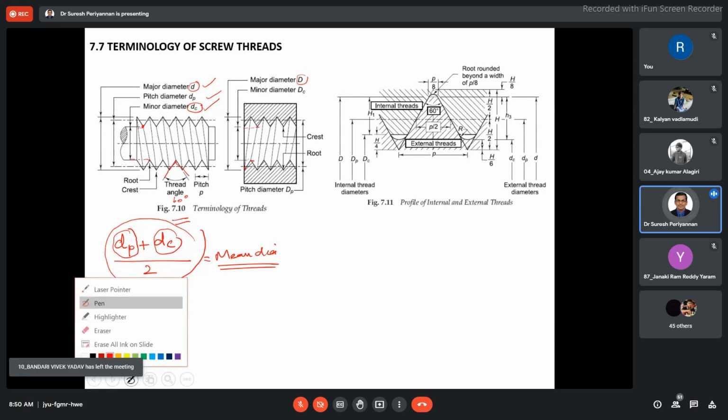Now I come to these isometric threads. Some of the things we discuss here.